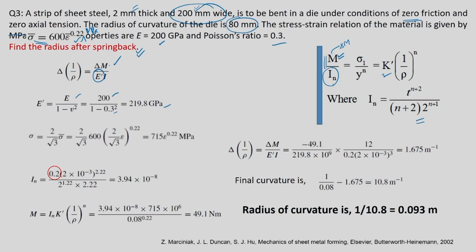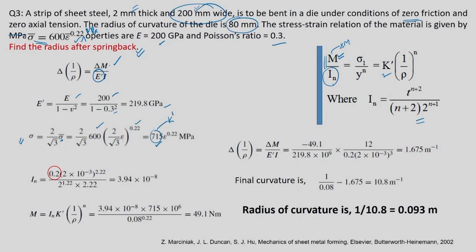So, how do you calculate k dash? By using this relationship. You will see that this is already derived. Sigma is equal to 2 by square root of 3 into sigma bar. For plane strain bending we already derived it: 2 by square root of 3 into 600 epsilon bar. Also we derived 2 by square root of 3 into epsilon power 0.22. 600 is same, 0.22 is same. Instead of epsilon bar, you are putting 2 by square root of 3 into epsilon. This also we derived for plane strain bending. If you calculate it, it will be 715 epsilon power 0.22. Please check. This is going to be your k dash. This 715 MPa is going to be your k dash.